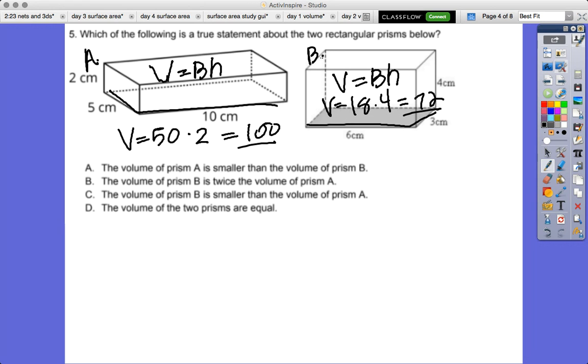Choice A says the volume of prism A is smaller than the volume of prism B. 100 is not smaller than 72, so A is not a choice. B says the volume of prism B is twice the volume of prism A. 72 is not twice 100, so we're going to mark that out. C says the volume of prism B is smaller than the volume of prism A, and that is correct. So C is the correct answer.